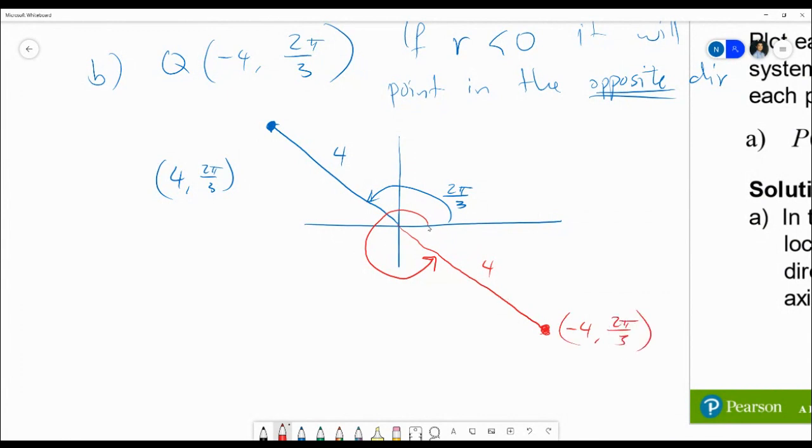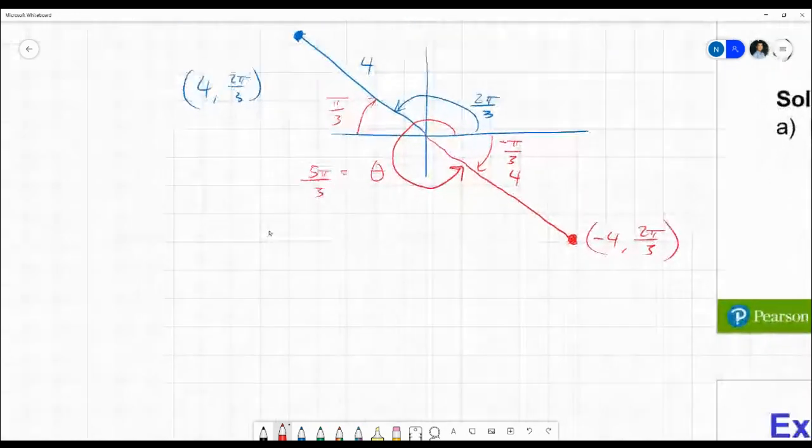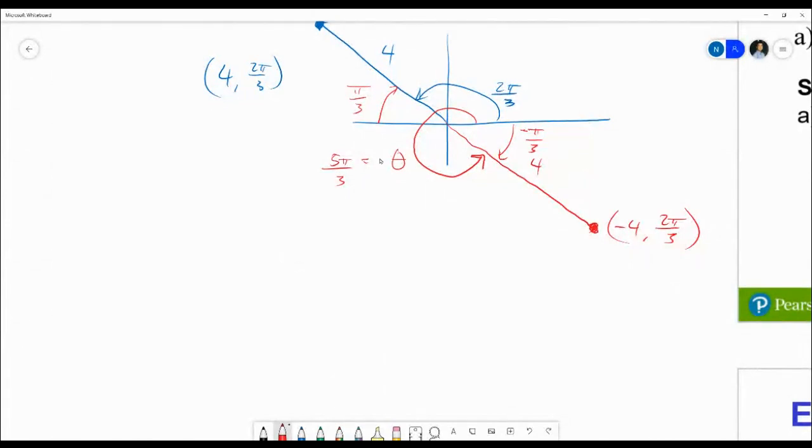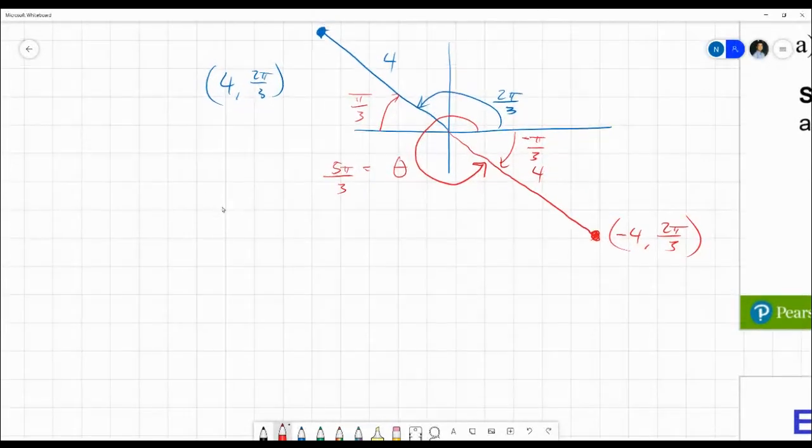Now, of course, you can find another way to write this angle by using a positive r. If you find out what this angle is equal to, well, if this is 2π/3, our reference angle here is π/3. That means that this here is also π/3, but it's negative. So that means that in the positive direction, this is 5π/3. So you have many different ways of writing the same point, just like an angle. So let's look at all the different ways that this is equal to.